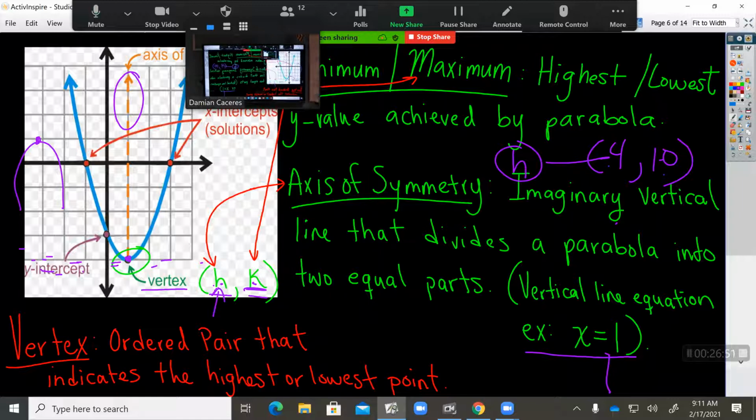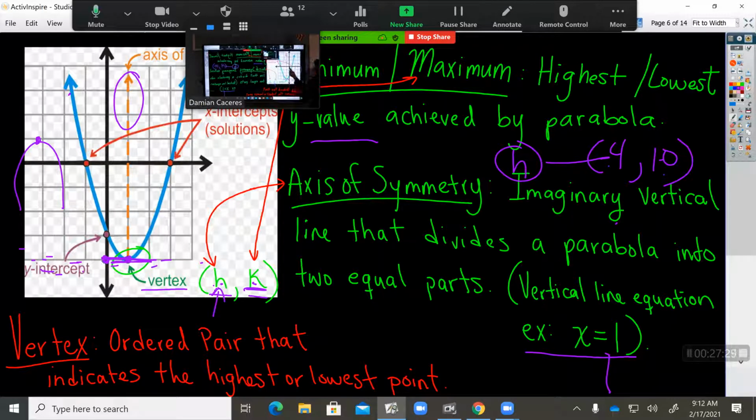All right, so pay attention here. Now, look at the parabola that I have here. Let's see who can come up with the answer. What is the minimum or maximum from this graph? And read the definition before you answer. Highest or lowest y value achieved by the parabola. So what's the lowest possible y value that you reached? -4 is correct.